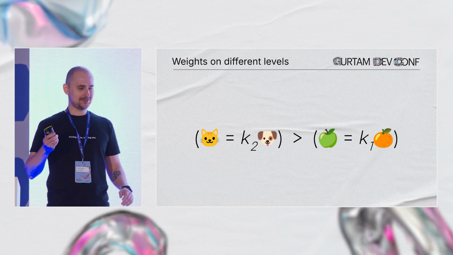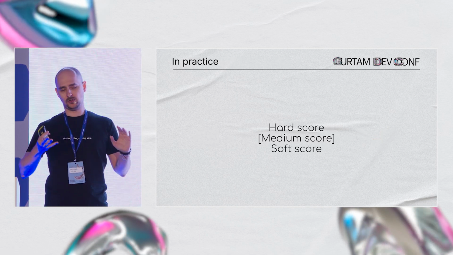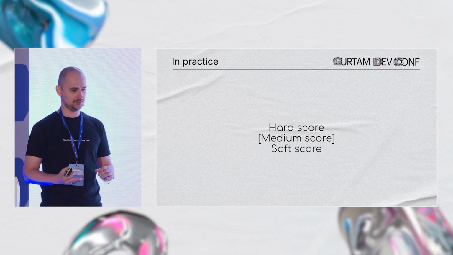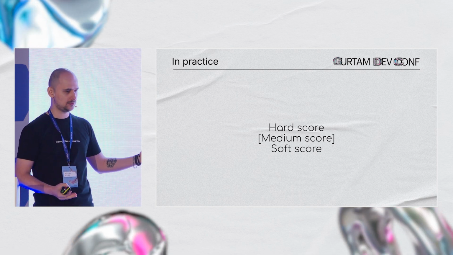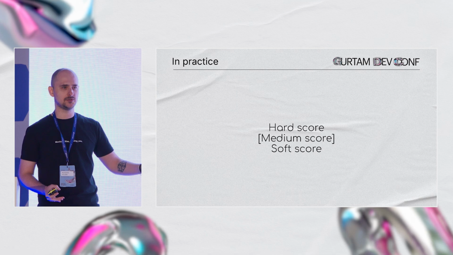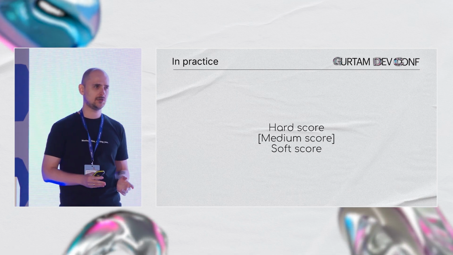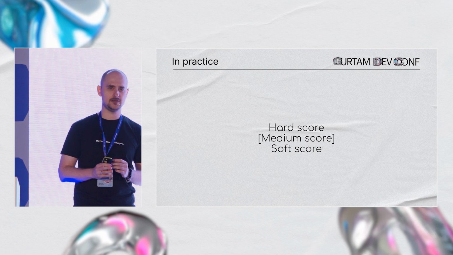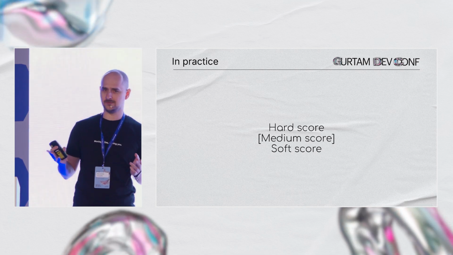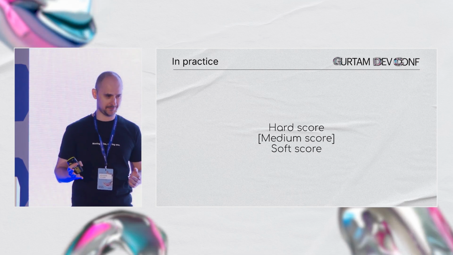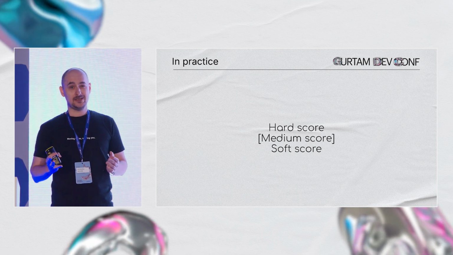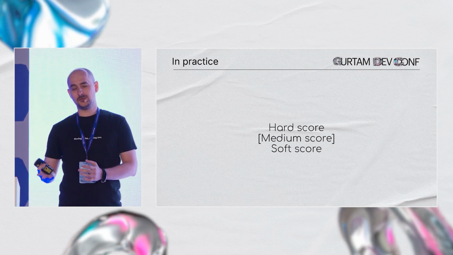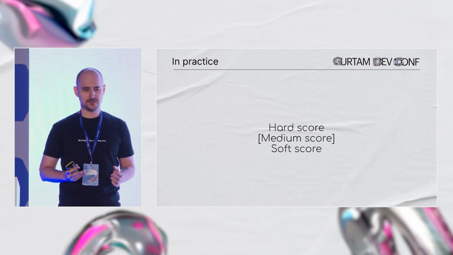Yeah. In practice, we use 2 or more score levels. We call them hard score, soft score, and some number of medium scores in between. And hard score is anything that we cannot violate because of the laws of physics or because of the laws of the country. For example, your solution is not that good if your food delivery courier needs to travel back in time to make it possible. And such stuff goes to hard score.